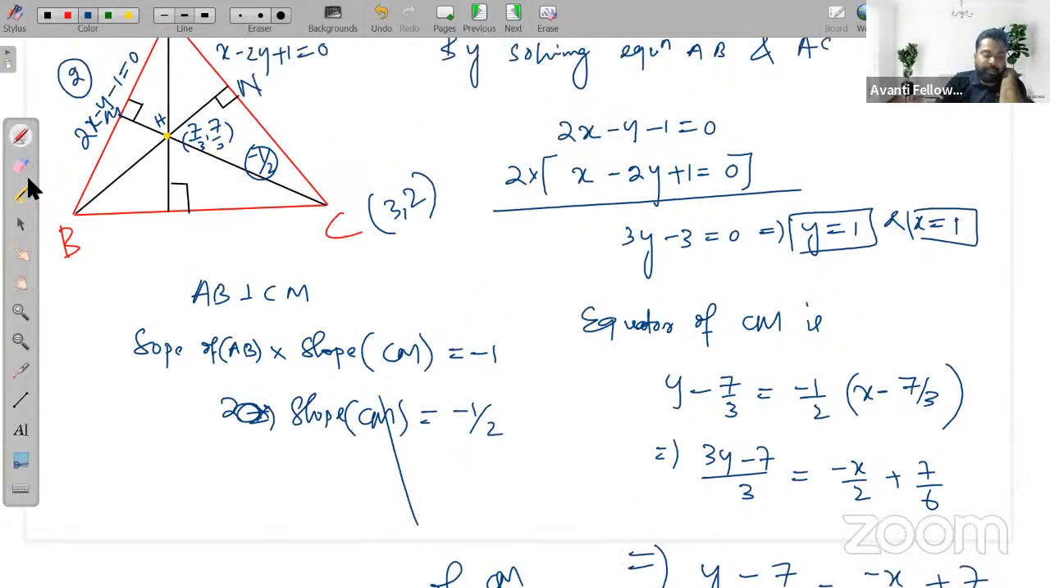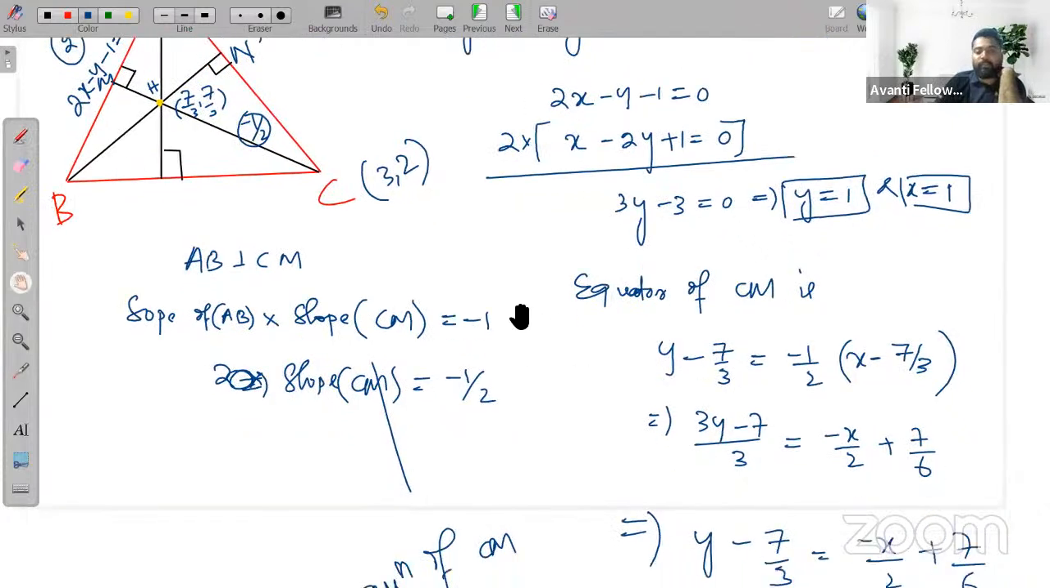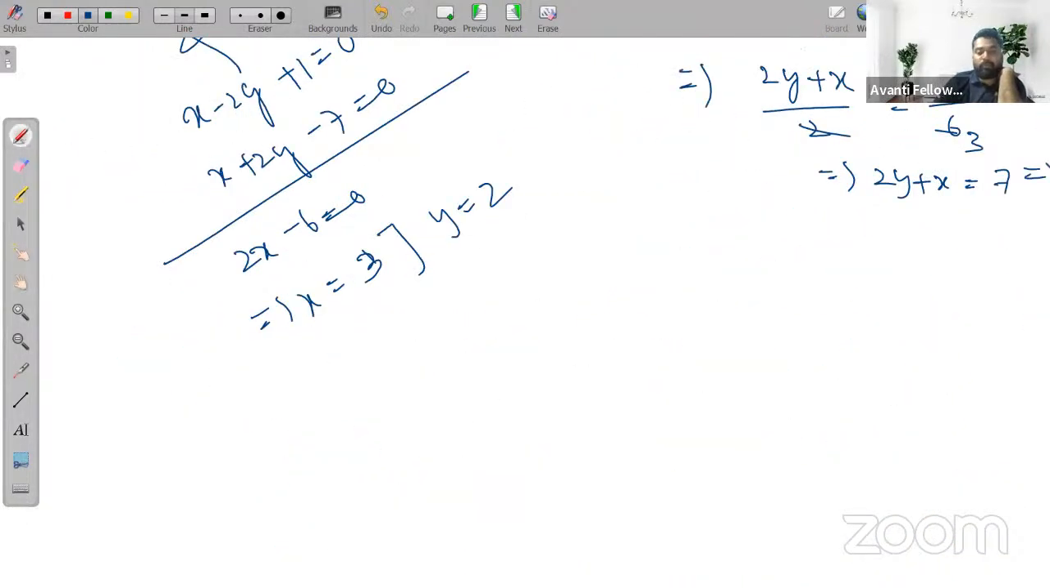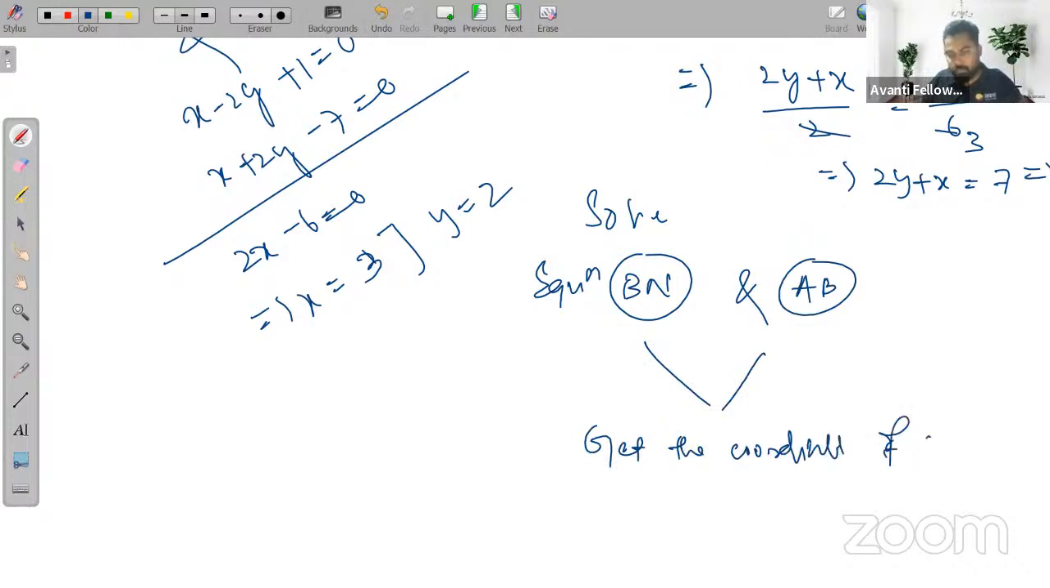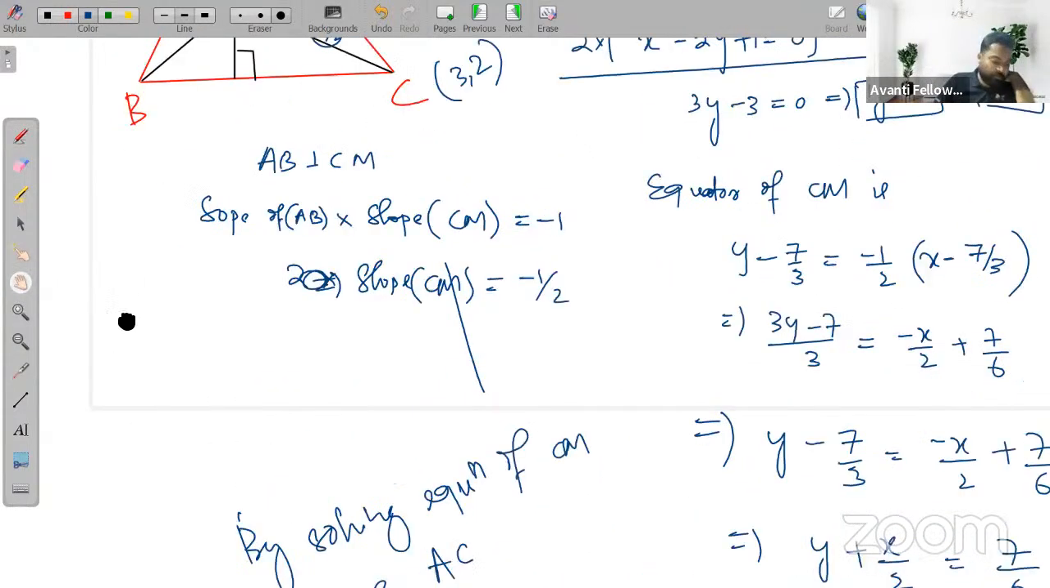Suppose this point is N. Try to find the equation of BN. Find the equation of BN, then solve the equation of BN and AB. You will get the coordinates of B. So the coordinates of B will be 2, 3.